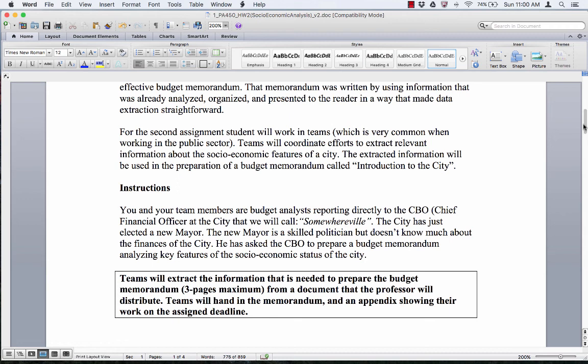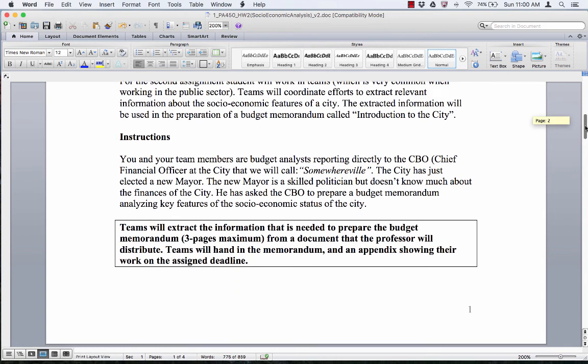All of that can be analyzed with something that is called a socioeconomic analysis. We are going to do something very basic in here, but that will give you a good idea of what you would be expected to do in a real life situation. You will extract information from a document that I will provide you with this assignment, and then you are going to write a budget memorandum where you will be describing that information to a decision maker.